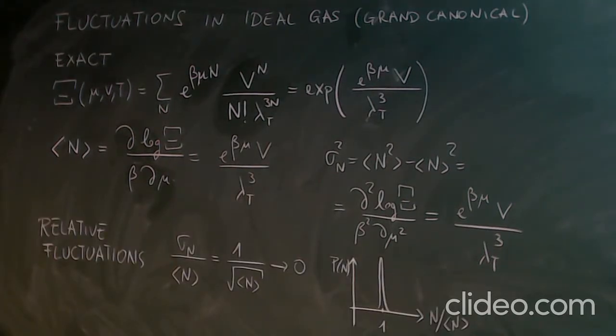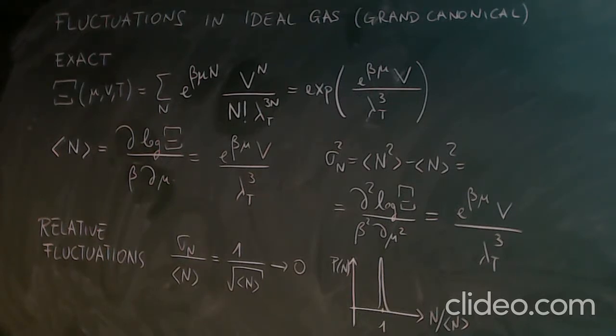So what does the result give us? If I calculate the relative fluctuation, which means the standard deviation divided by the average number of particles, I get 1 over the square root of average N. And this is a quantity that goes to 0 in the thermodynamic limit when N becomes very, very large.